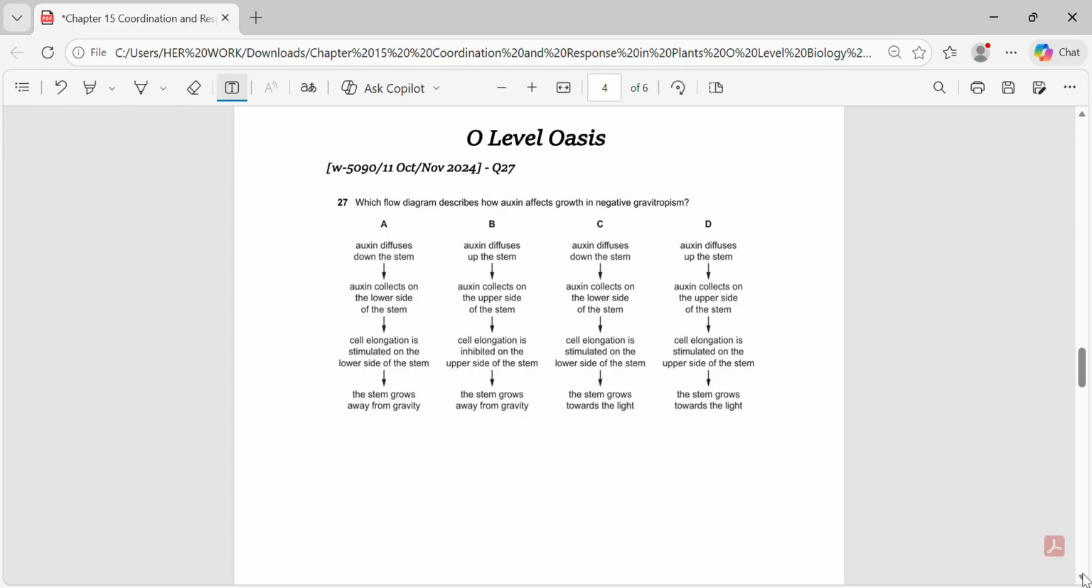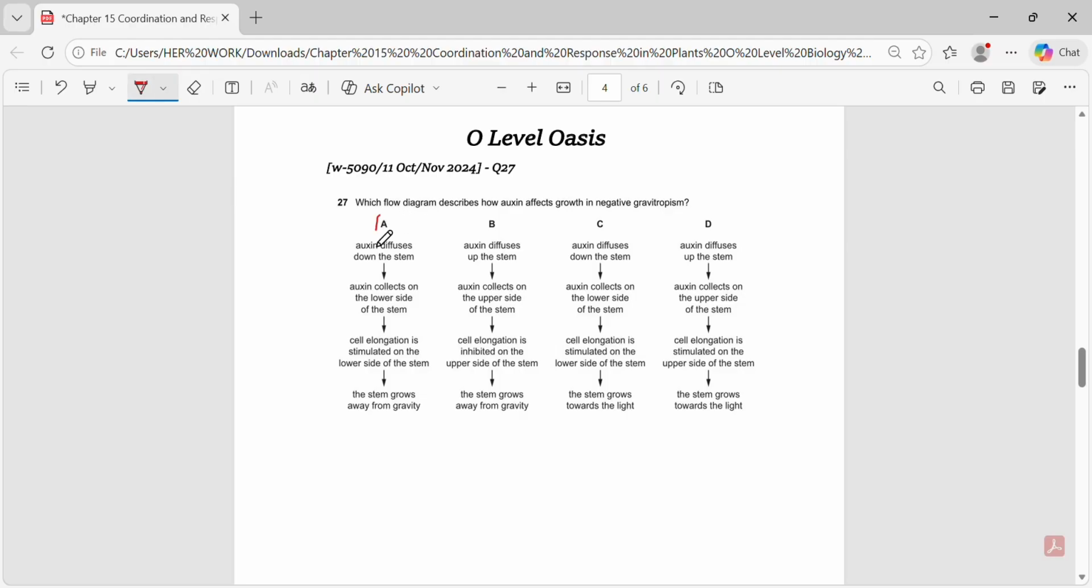grows away from gravity. In option B, auxin diffuses up the stem, collects on the upper side of the stem, and cell elongation is inhibited on the upper side, causing the stem to grow away from gravity. In option C, auxin diffuses down the stem, collects on the lower side of the stem, cell elongation is stimulated on the lower side, and the stem grows towards the light. In option D, auxin diffuses up the stem, collects on the upper side of the stem, cell elongation is stimulated on the upper side, and the stem grows towards the light.